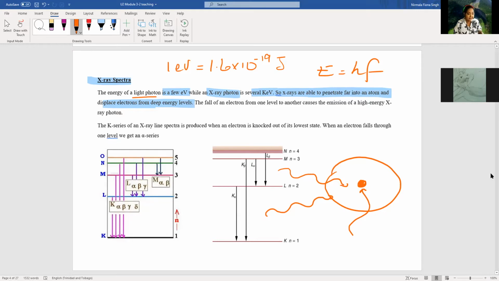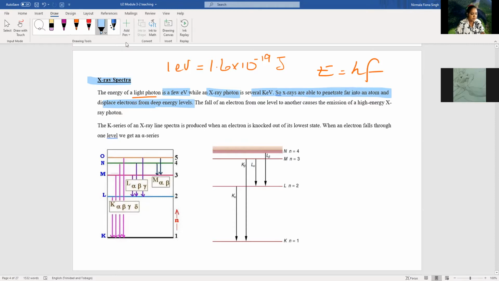So the fact that an X-ray has enough energy to cause those electrons to be excited, we can get an X-ray spectrum diagram or ladder like we did the other day. The fall of an electron from one level to another causes the emission of high-energy X-ray photons. So this is how we get X-ray photons.